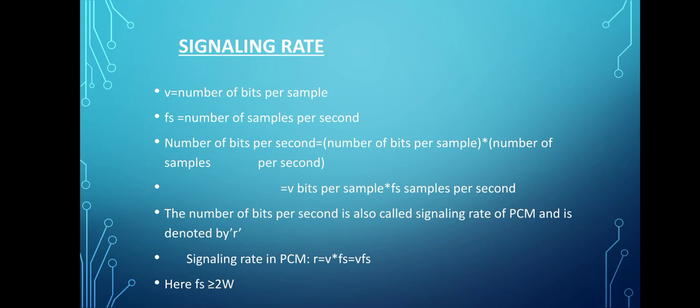Signaling rate. First, what is signaling rate? The number of bits per second is called signaling rate and it is denoted by the letter R. There is a formula to find the signaling rate. That is, number of bits per second is equal to number of bits per sample times number of samples per second. Let v be the number of bits per sample and f of s be the number of samples per second. Now we substitute: number of bits per second is equal to v times f of s, that is R is equal to v times f of s. Thus we found the signaling rate for PCM.